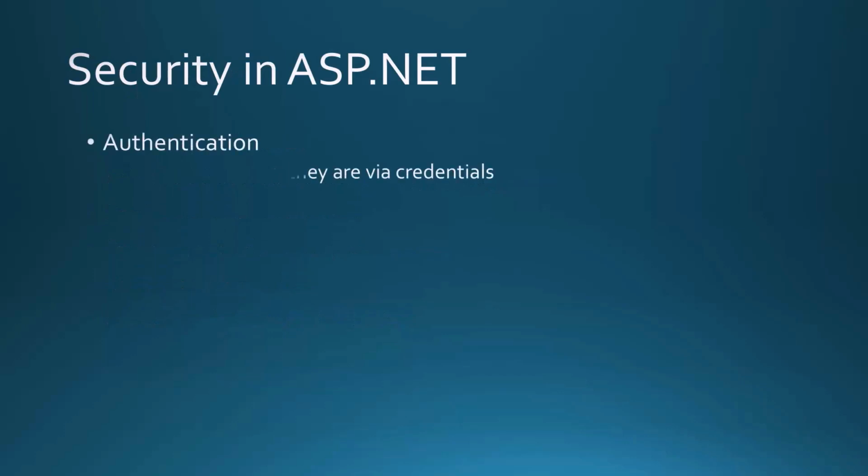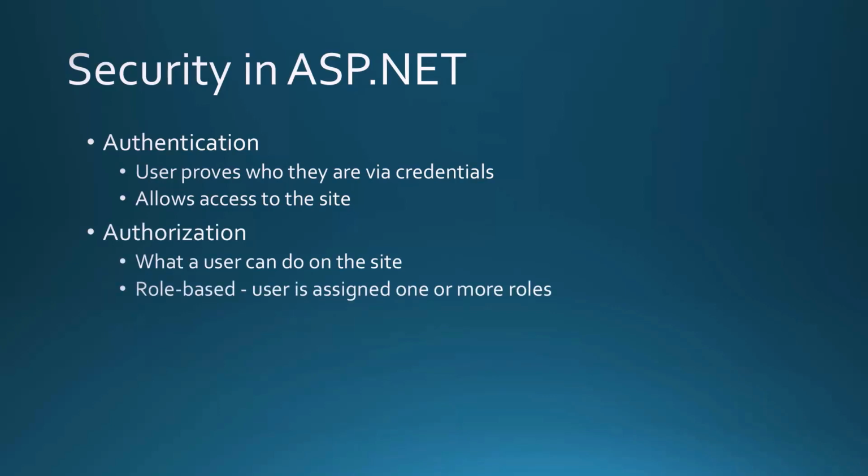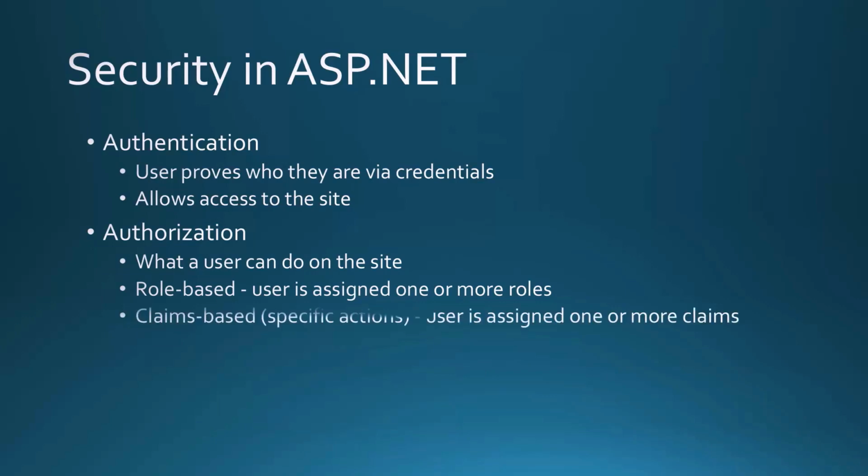We have an authentication piece, and that authentication means the user has to prove who they are via some sort of credentials. This is then going to allow that user access to the site. Then we have authorization. That's what a user can do once they are granted access to the site. It can be either role-based, where the user is assigned to one or more roles. It could also be claims-based, like specific actions, where the user is assigned different claims so that they can do different things. We then secure each endpoint based on the role or the claims.